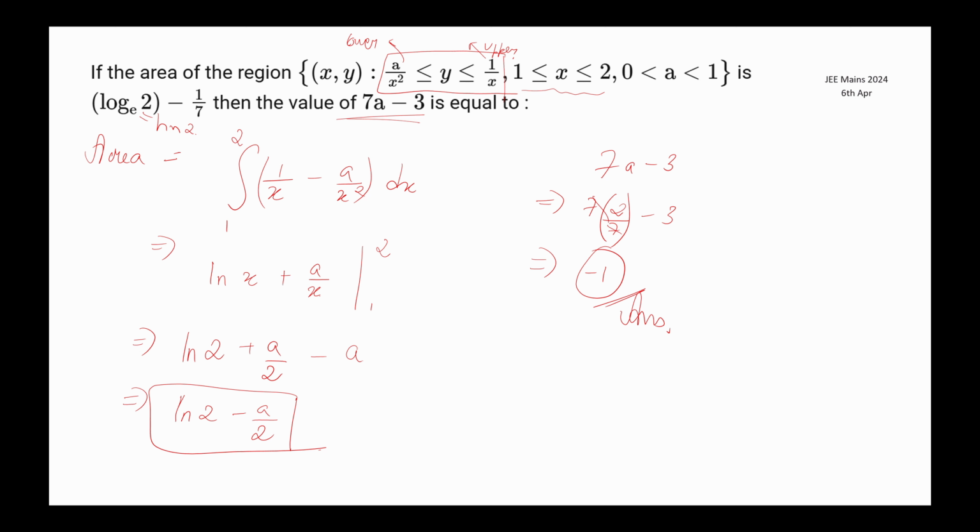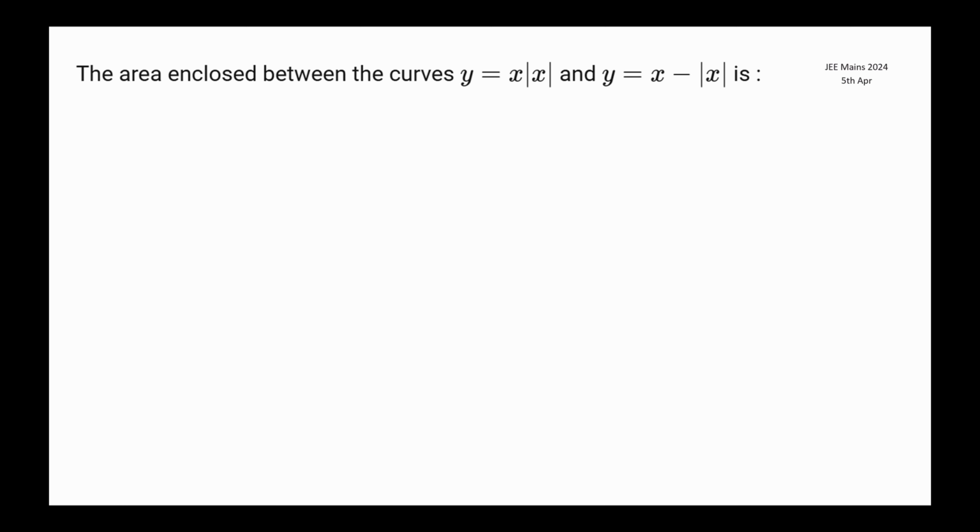Very simple question. In the question itself, they had given us the upper function and the lower function, which told us that y is basically bounded by 1 by x and a by x square. So we do not have to use our brains or logic much in this question. Simply 1 by x minus a by x square would give us our answer. Let's look at another question.